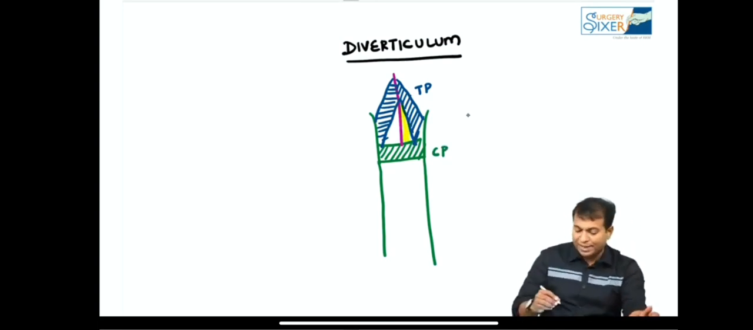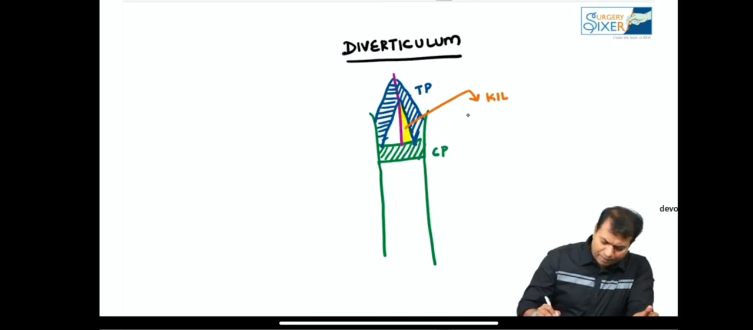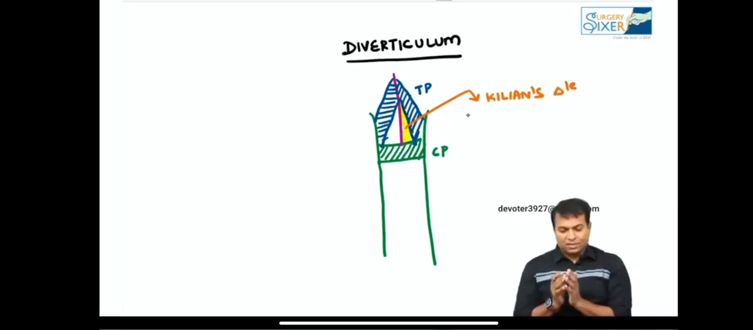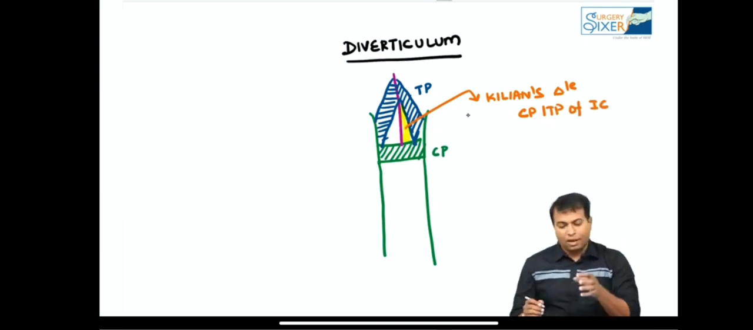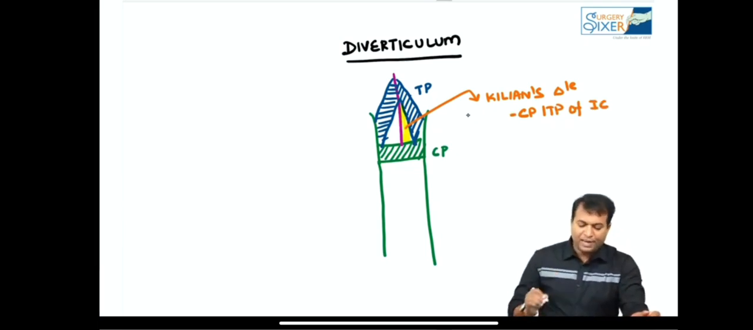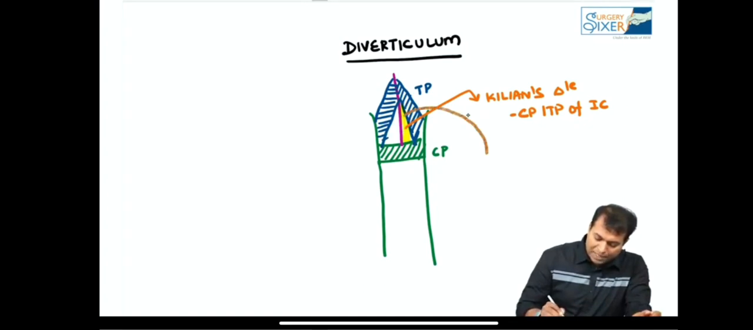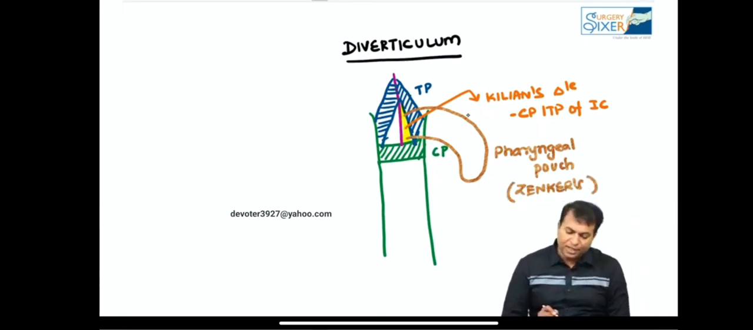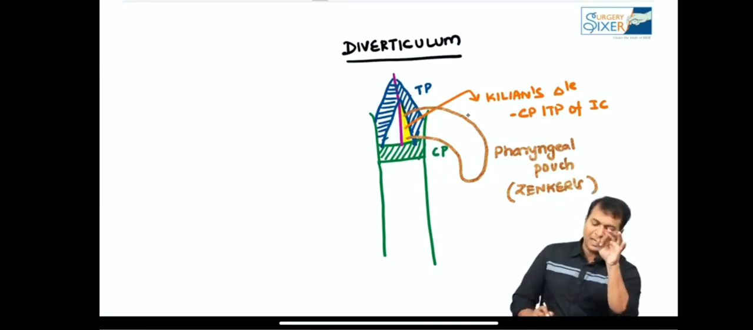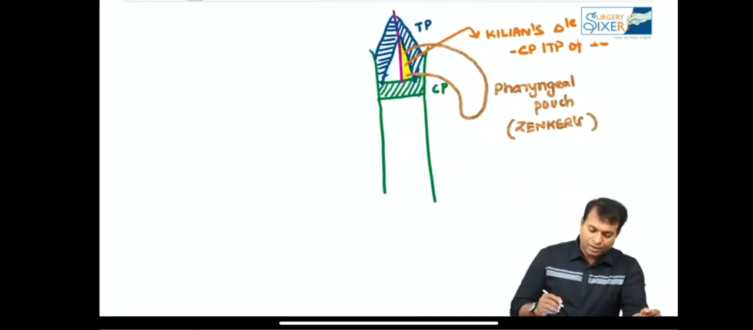What is this gap? This is known as Killian's triangle. Killian's triangle is a triangular gap between the cricopharyngeus and thyropharyngeus of the inferior constrictor muscle of pharynx. And this is a weak area. Through this, if the mucosa bulges out like this, it is known as pharyngeal pouch, also known as Zenker's diverticulum. Zenker's diverticulum or pharyngeal pouch is a defect in Killian's triangle. Please don't forget it is a defect in Killian's triangle. Okay, this is one diverticulum in the esophagus.